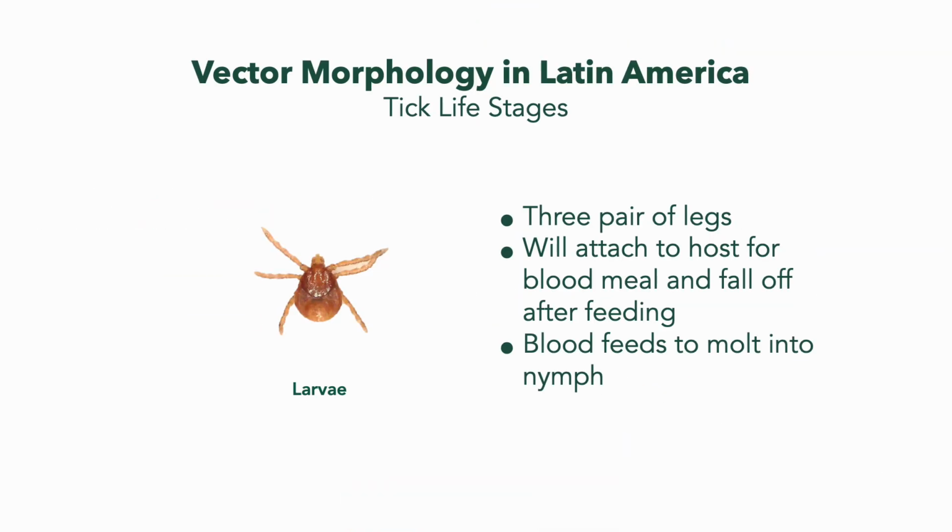The larval tick has 3 pairs of legs and will blood feed from its host. Once it has fed, it will drop off and molt into a nymph. They are small in size and can go unnoticed by the host as it attaches and feeds. It is very difficult to identify ticks in the larval stage using visual clues as it has not fully developed. However, identification can be done via genetic testing.